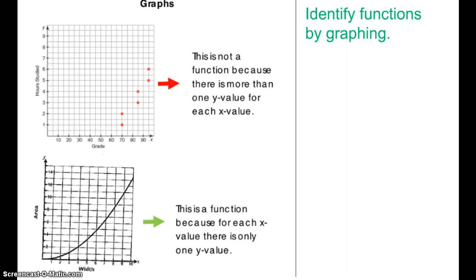There are 4 ways that you need to be able to identify functions. One is by graphing. This graph shows an example of a non-function. This is not a function. You can see that the value 85 for x has more than one y value. 70 has more than one y value. This is a function because for every x value, there's only one y value.